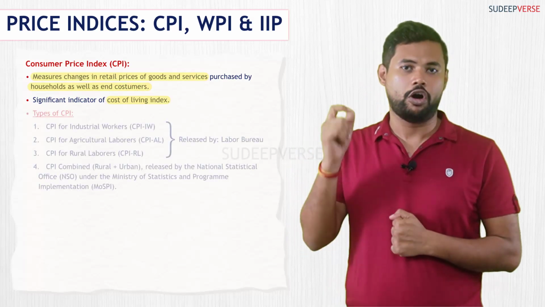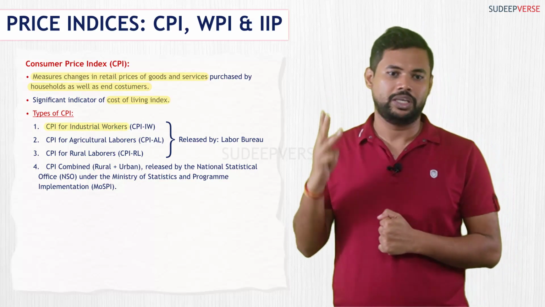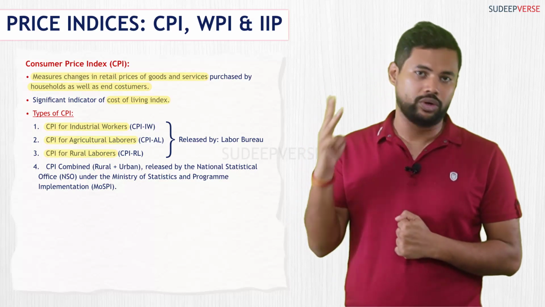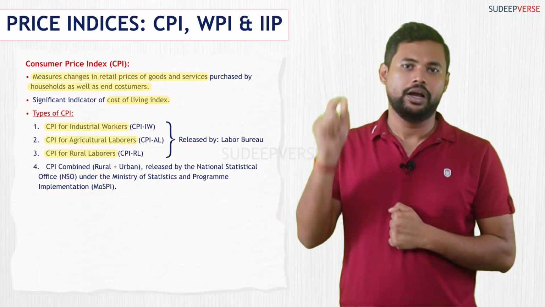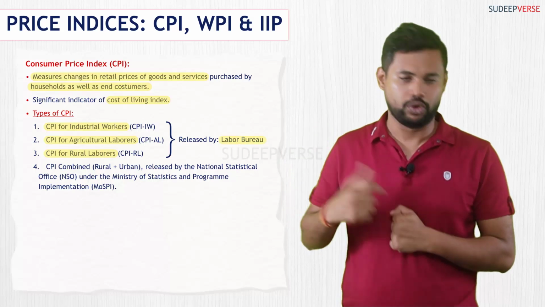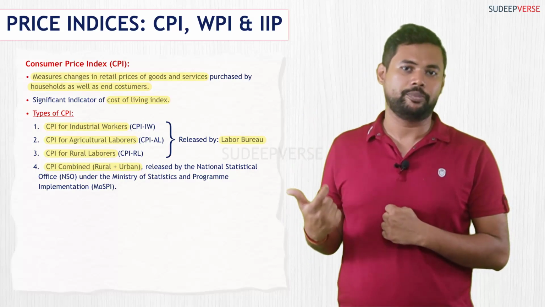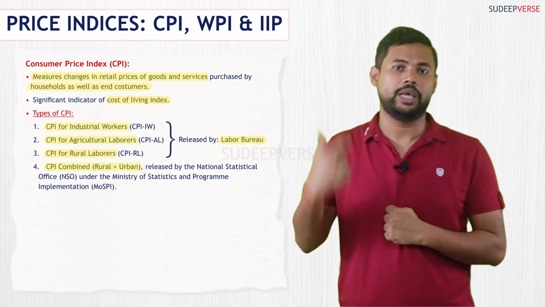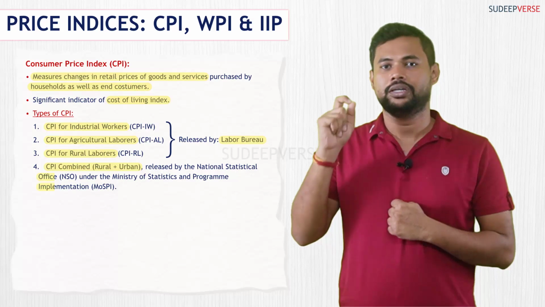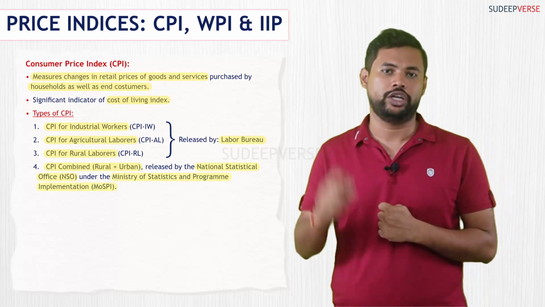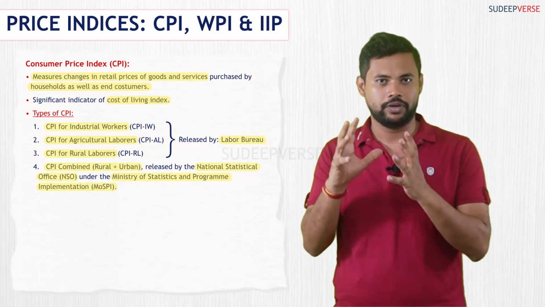Now, there are four types of Consumer Price Index. You have three, that is CPI Industrial Workers, CPI Agricultural Laborers and CPI Rural Laborers. These CPI IW, CPI AL and CPI RL are three indices that are released by the Labour Bureau. Whereas you have CPI Combined, which means rural plus urban. This CPI Combined is released by the National Statistical Office that comes under the Ministry of Statistics, that is MOSPI. So these are the four types of CPIs.